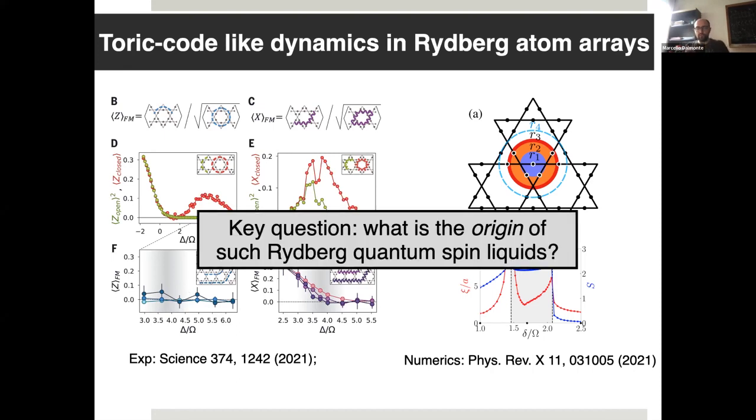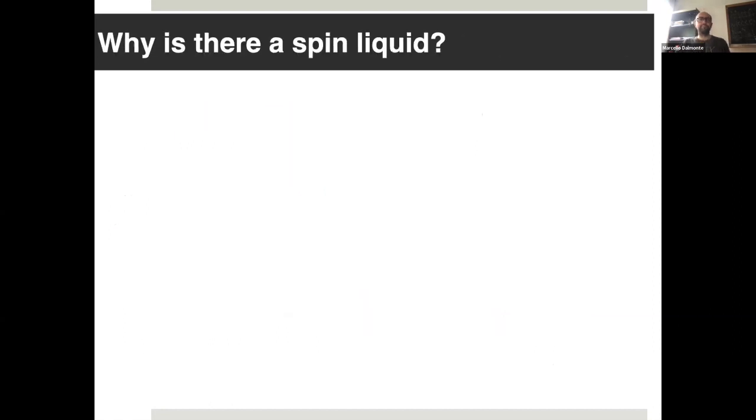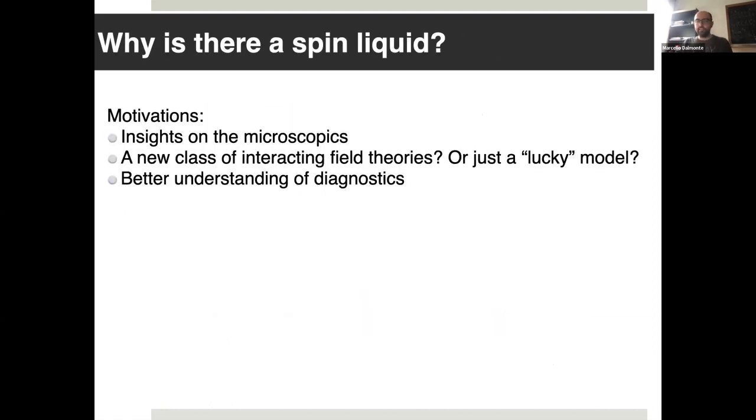Now, the key question that I want to address in this talk is the following. What is the origin of such very potentially useful quantum memories that we call Rydberg spin liquids? So why do they appear in this type of physical systems? Okay. The motivations for us to ask this question are the following. First of all, if we understand why this phase is actually present in these experiments, maybe we can design further optimized experiments where the properties of this quantum memory are even more robust. Okay, but this implies that we know why it is there.